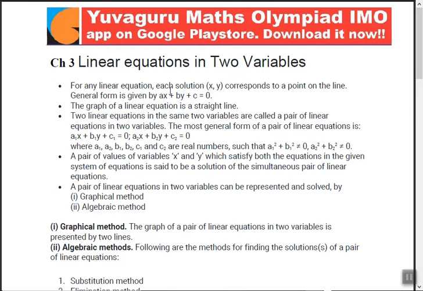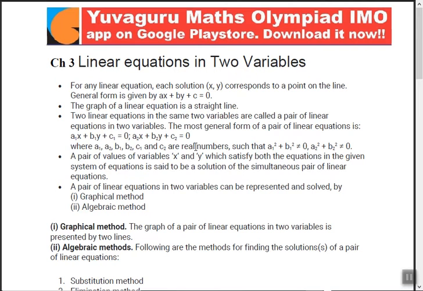Okay. Next, the graph of a linear equation is always a straight line. Straight line means the highest degree is 1, so it's always a straight line. Two linear equations in the same two variables are called a pair of linear equations in two variables. My God, such difficult language. See here, the simple thing is two equations with two variables is called a pair. That's it. The more general form is a1x plus b1y plus c1 equals to 0, and similarly the other one, a2x plus b2y plus c2 equals to 0, where a1, a2, b1, b2 and c1, c2 are real numbers.